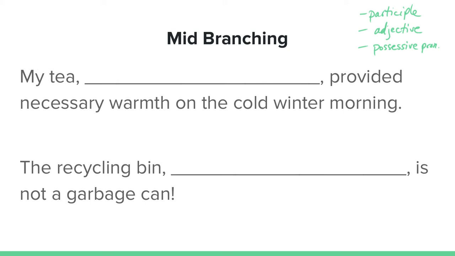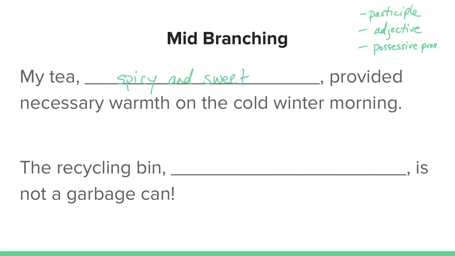So with the mid-branching modifier, we find the thing we want to modify, and then we put commas, a comma right after the noun, and then a comma at the end of our modifier to separate it out. So we can use one of the modifiers we already used because most of these modifiers are free, which means you can move them anywhere. So my tea, spicy and sweet, provided necessary warmth on the cold winter morning.